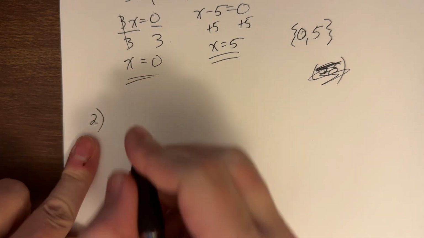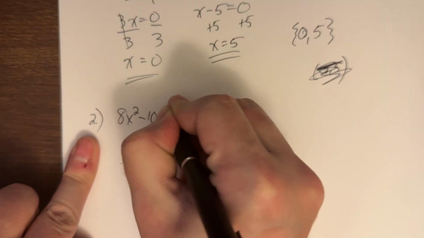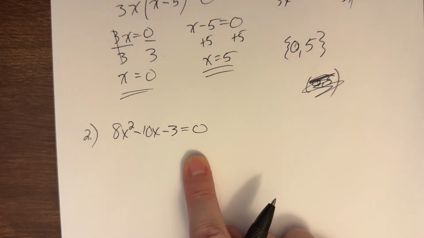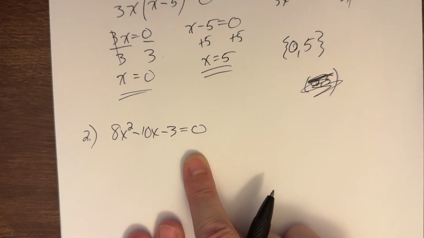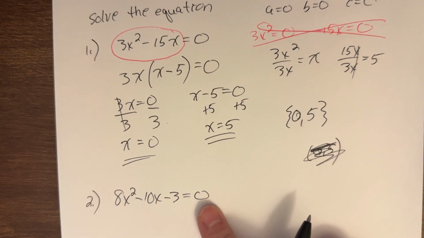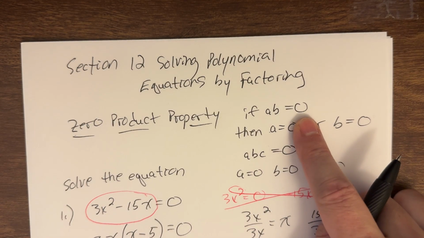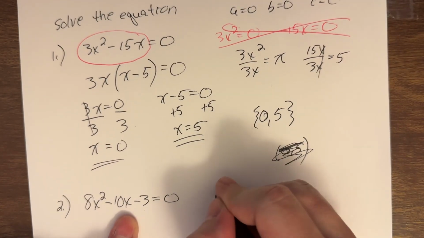Number 2, let's look at 8x squared minus 10x minus 3 equals 0. For number 2, we are already in our good starting point like we were in number 1. One side is already equal to 0. To be clear, everybody, this makes it seem like it always has to be the right side equal to 0. Let me come back to number 2.